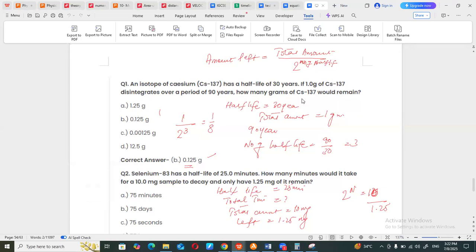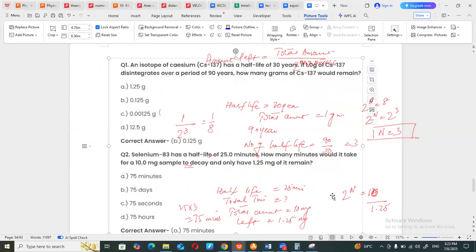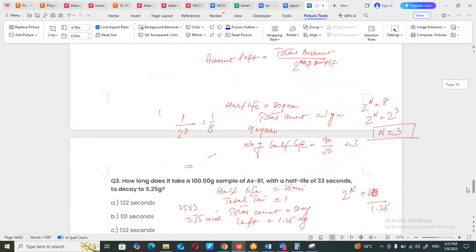So it will be 2 to the power n is equal to 8. So 2 to the power n is equal to 2 to the power 3. So n is equal to 3. So number of half-lives it takes is 3. And each half-life is 25 minutes. So 25 multiplied by 3 is 75 minutes. So the answer is 75 minutes. Check it out. There are further questions.